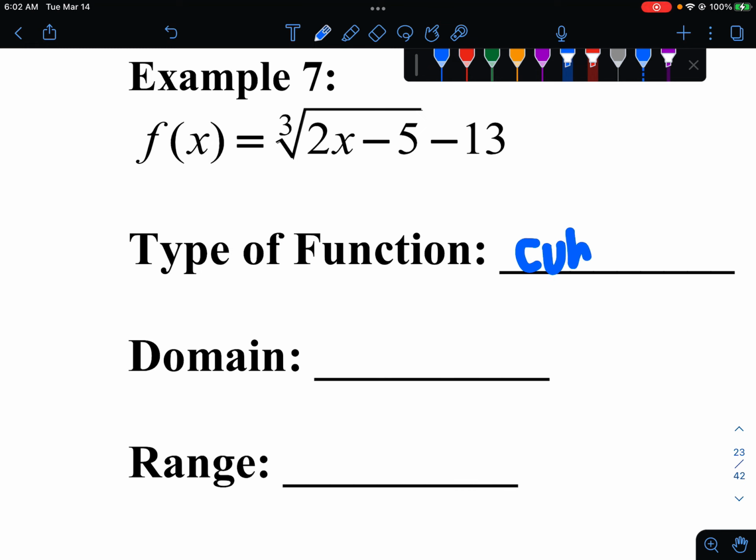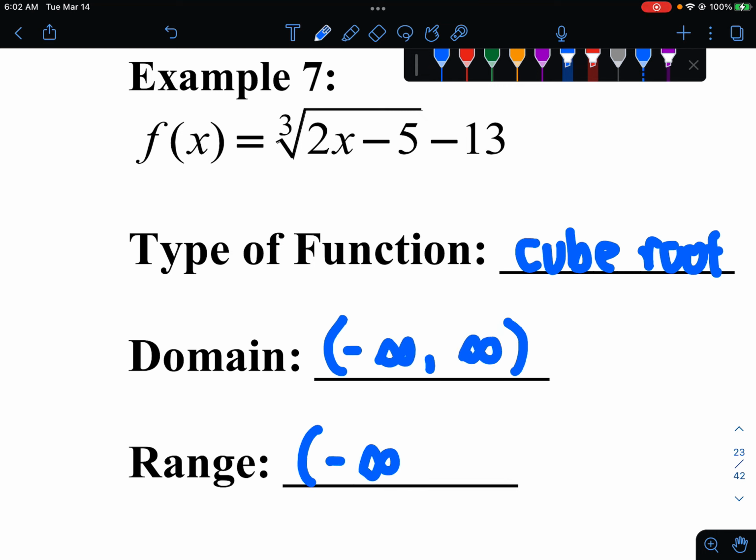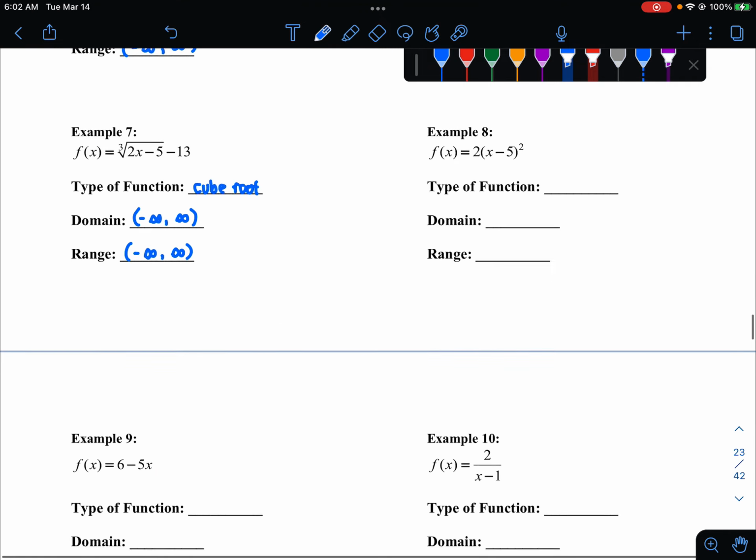And then we have our cube root. The cube root, as we said, is pretty uneventful. You can take the cube root of any kind of number you want. So the domain and range here, we end up with negative to positive infinity. Not much to think about there.